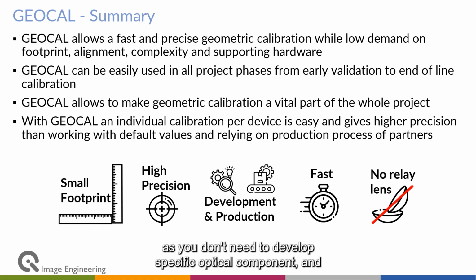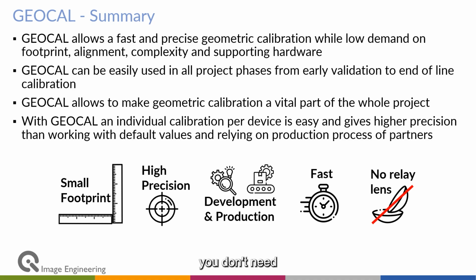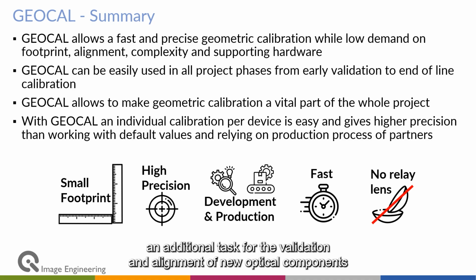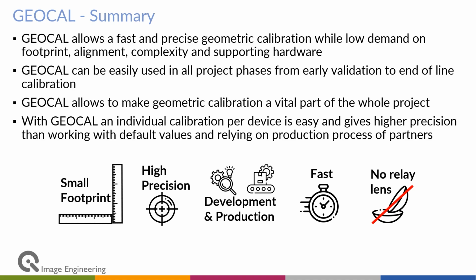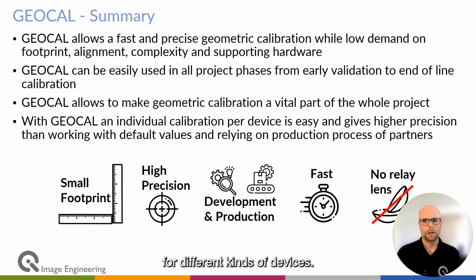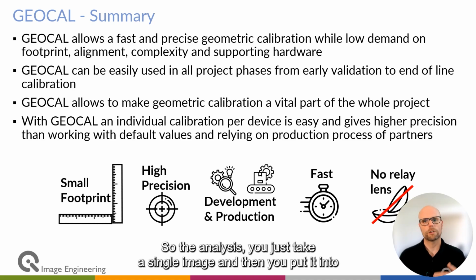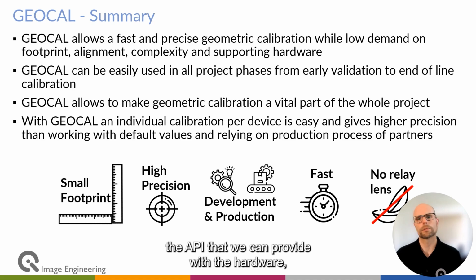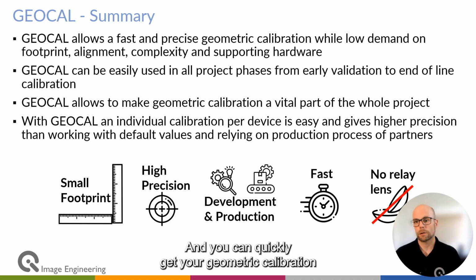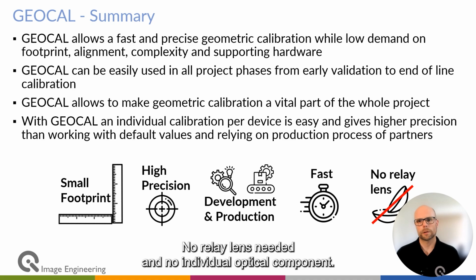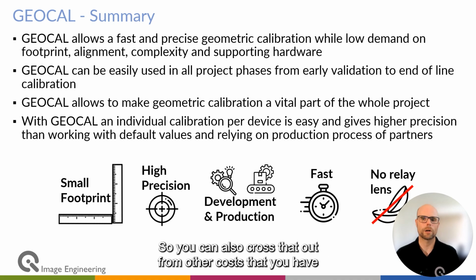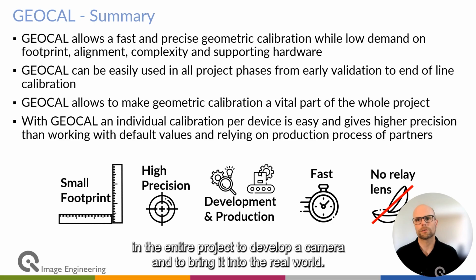As you don't need to develop a specific optical component, you don't need an additional task for all the validation and alignment of a new optical component as soon as you change over your production line. You can just use the GEOCAL for different kinds of devices. It's fast. For the analysis, you just take a single image and provide it to the API that we can provide with the hardware, and then you can quickly get your geometric calibration. As you just have a single image, the transfer is also easy, and with no relay lens and no individual optical component, you can also cross that out from all the costs that you have in the entire project to develop a camera and to bring a camera into the real world.